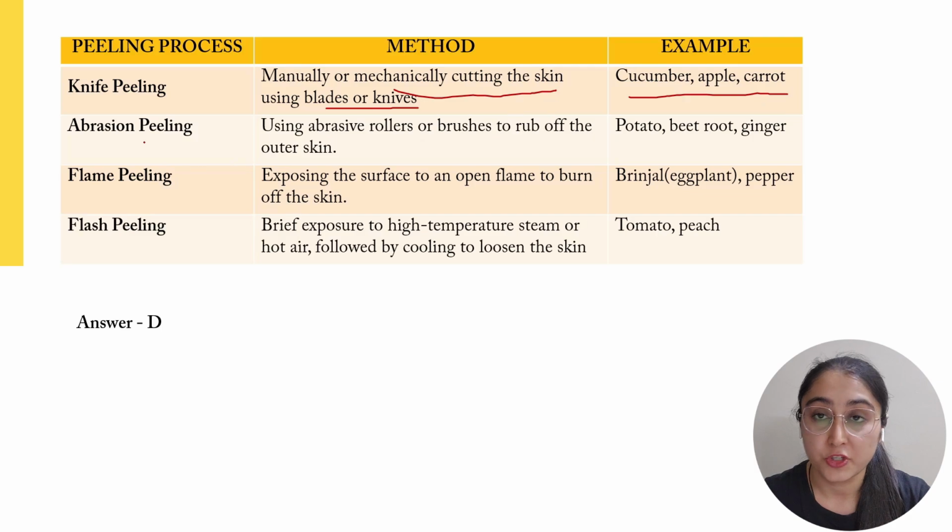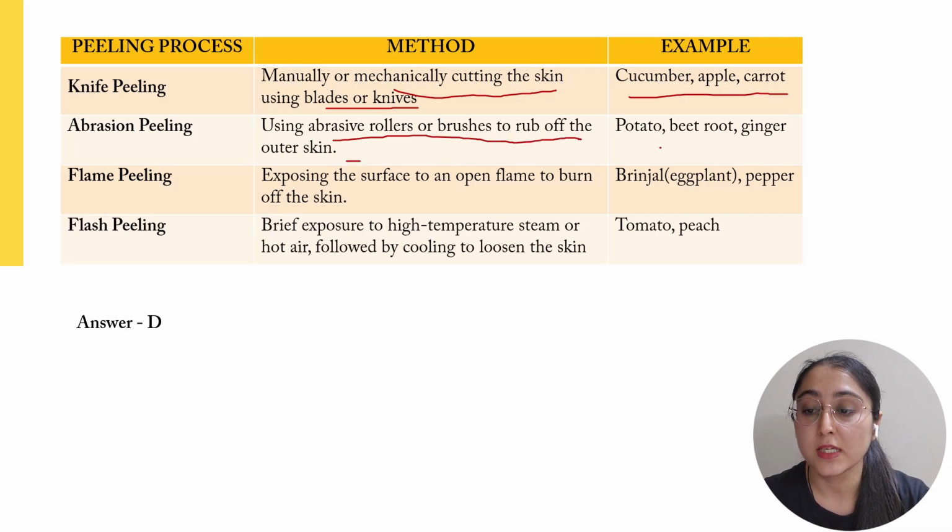And then we have abrasion peeling. Now as the name suggests, we use abrasive force. So basically abrasive rollers or brushes are used to rub off the outer skin. Generally it is used for root vegetables such as potato, beetroot, ginger.